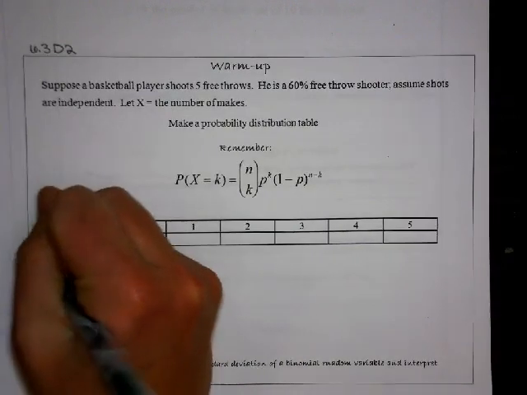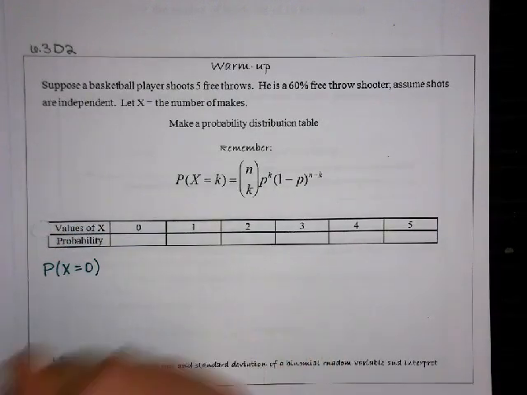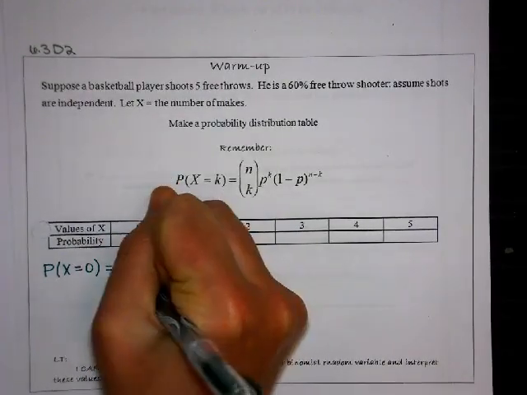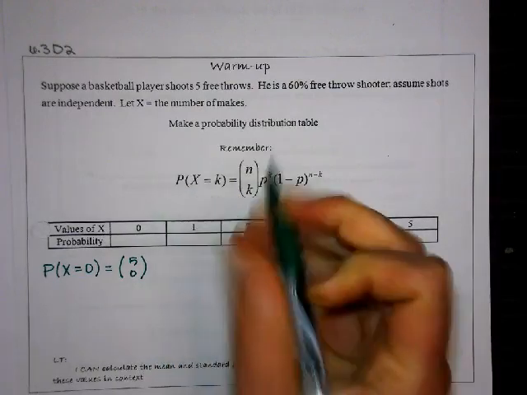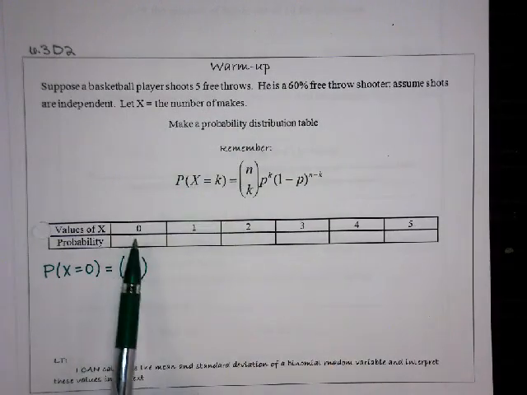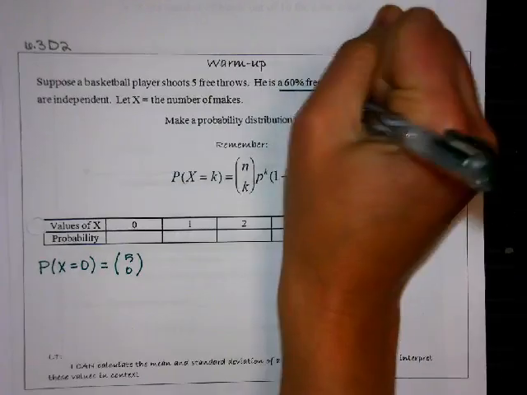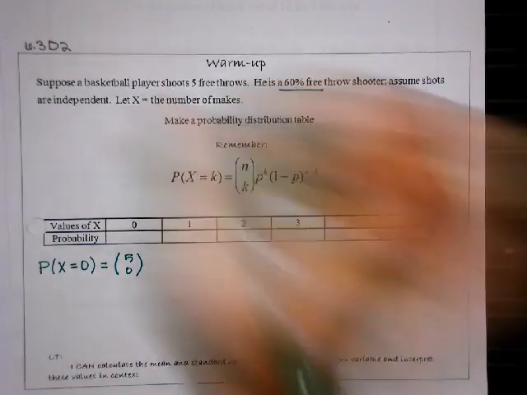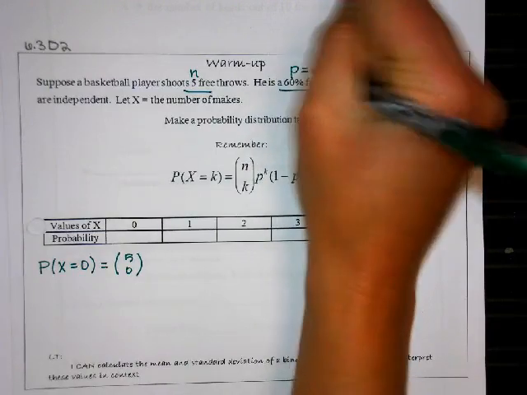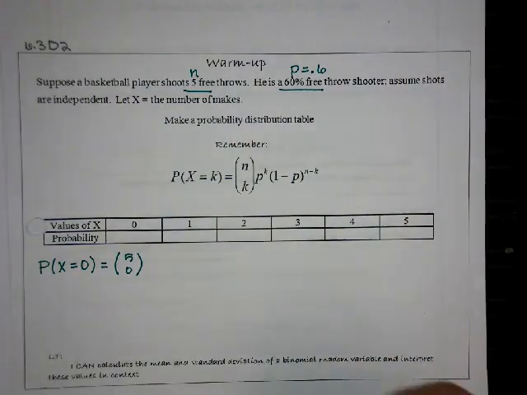Okay. Math prob 3. Zero. Do you do 0 and 5? Is it because he's taking 5 free throws, and then we're going to change the number of makes? So he's going to make 0, 1, 2, 3, 4, and 5. And he's a 60 percent shooter. This is N, right? This is P, as a decimal. And then K is going to change: 0, 1, 2, 3, 4, 5.